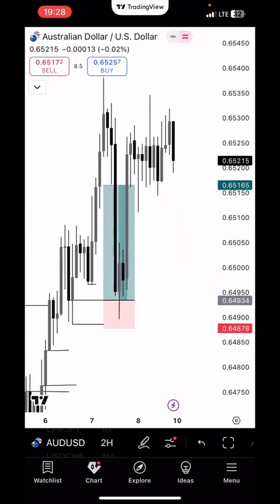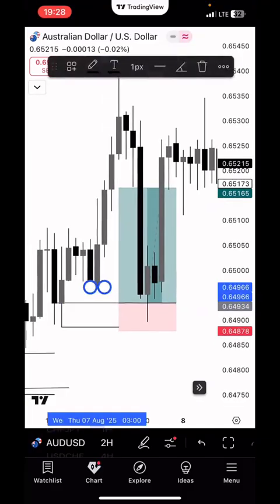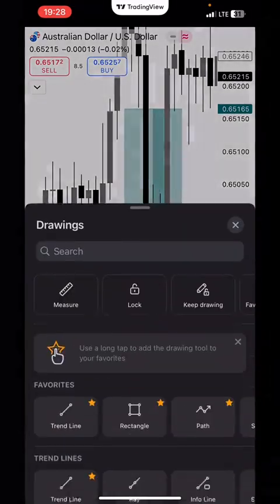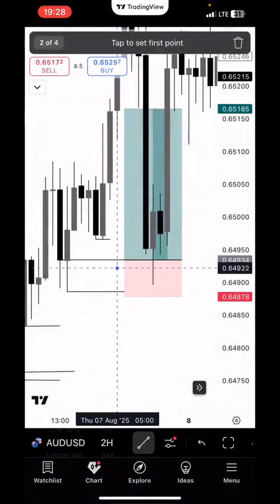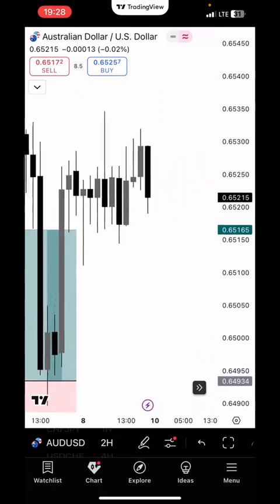So I moved down to 2-hour time frame and I saw this key level here, this particular one. This is the V-shaped key level. You understand? And it's fresh. It has not been mitigated. So if a key level has been mitigated, it simply means it's unfresh. E.g., let me show you one.